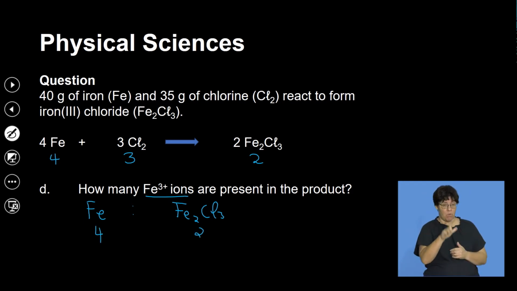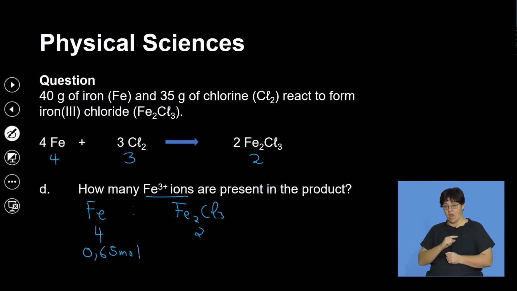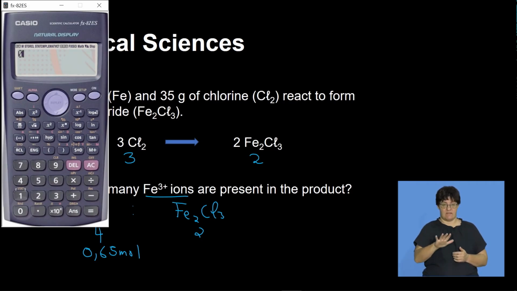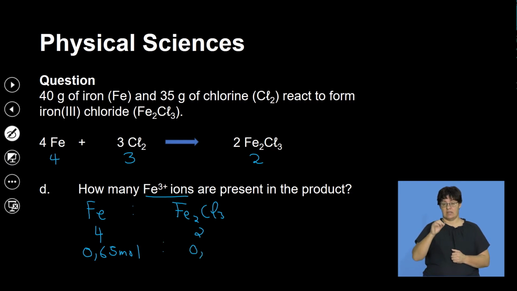So how many moles of iron did react? We said 0.65 moles. So 0.65 will form half that, because 4 forms 2. So if we go to our calculator once again, we'll say 0.65 divided by 2. This gives us, as a decimal fraction, 0.325. So this will be 0.325 moles.